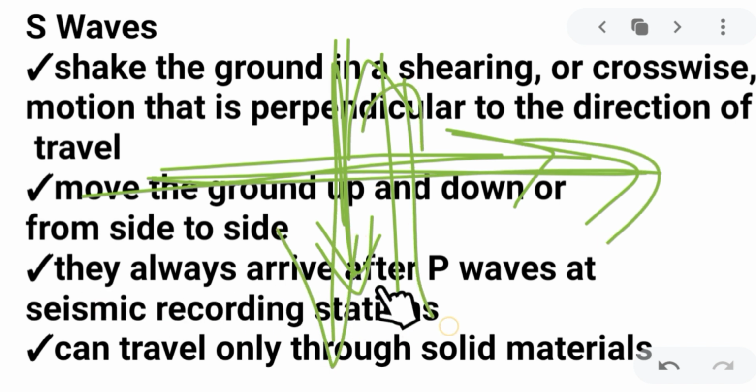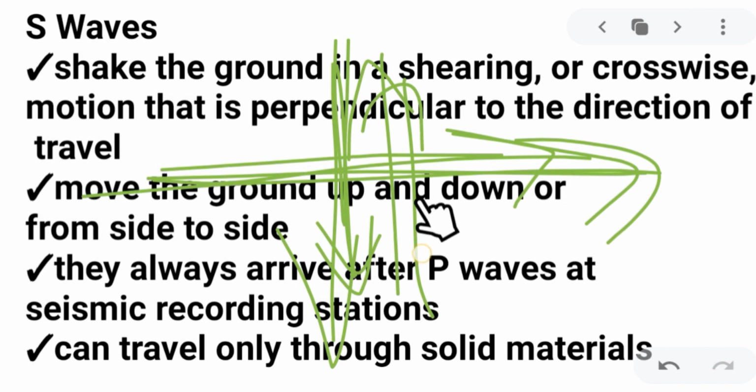And then, they always arrive after the P waves. Kaya siya tinawag na secondary waves kasi pangalawa siya laging dumarating sa recording station after lagi siya ng primary waves. So, unlike ng primary waves, this type of wave can only travel through solid materials. Okay? So, kapag may earthquake, ang unang nire-record sa recording station ay yung mga body waves. Ang mauna ay primary waves, susunod ng secondary waves.